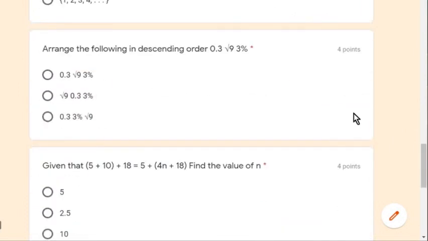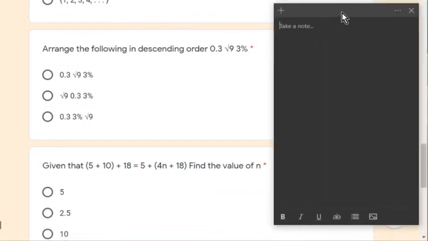Arrange the following in ascending order. So we have to write these numbers in the same format. Either we change them to fractions or decimals or percentages so that they have the same format, then we can compare them. So I'm going to change them to decimal so that I can easily compare them.